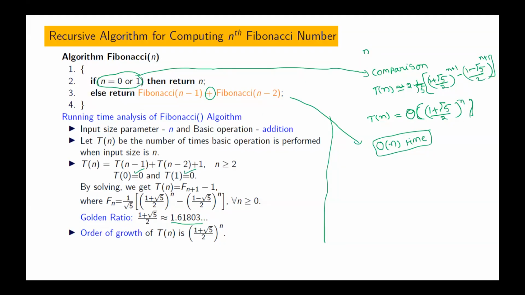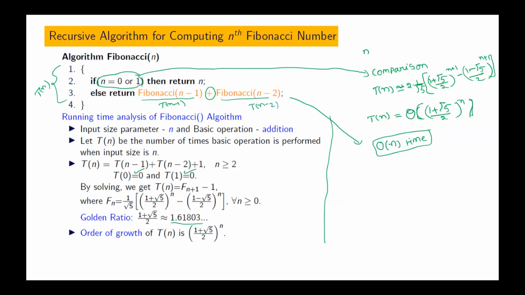Now what is T of n? If n is the input size, and I call the time this algorithm takes T of n, what is that amount of time? It is T of n minus 1, plus for this part T of n minus 2, plus here one extra addition. So T of n is T of n minus 1 plus T of n minus 2 plus 1. If you solve it, we will get f of n plus 1 minus 1, similar to this. Here 2 is extra, here there is no 2. Again, the order of growth is ((1 plus root 5) by 2) whole power n.